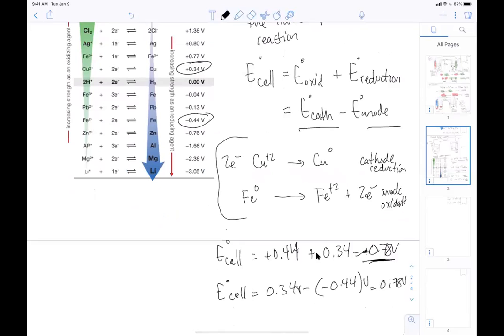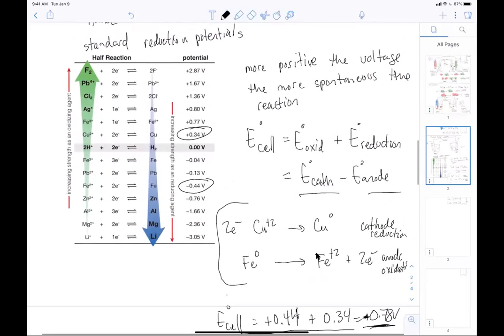So it doesn't matter which one you use. This one takes care of the sign for you. This one you have to kind of do in your head, but it's a little more informative. So you can see these, sometimes you'll see these tables written out as standard oxidation potentials.